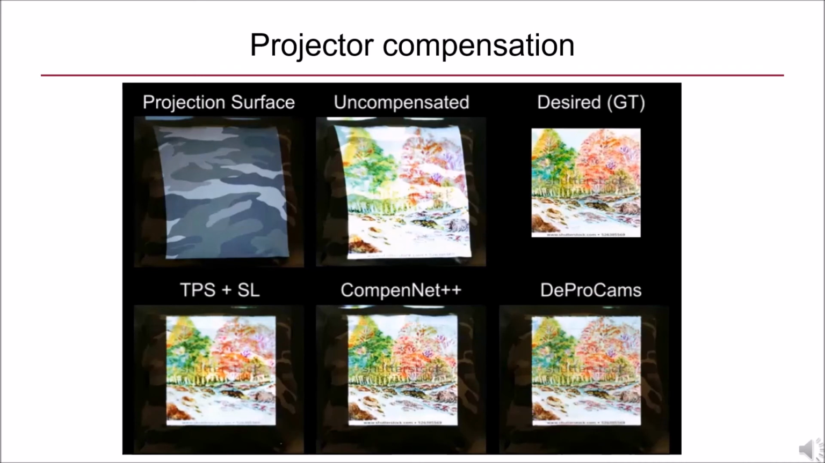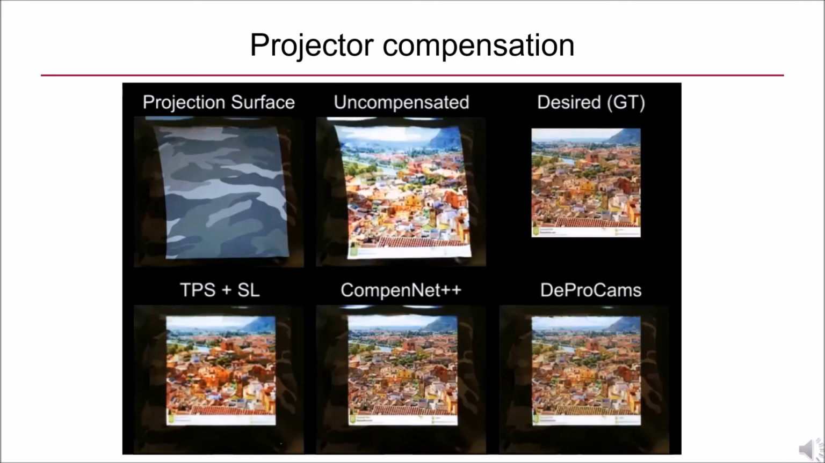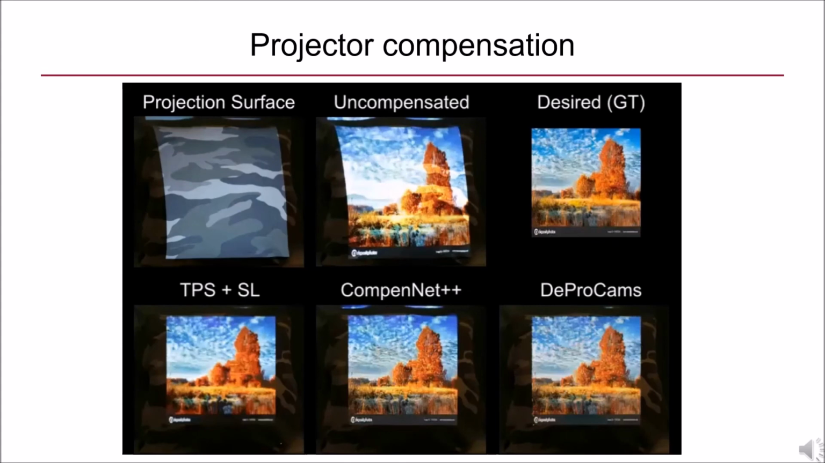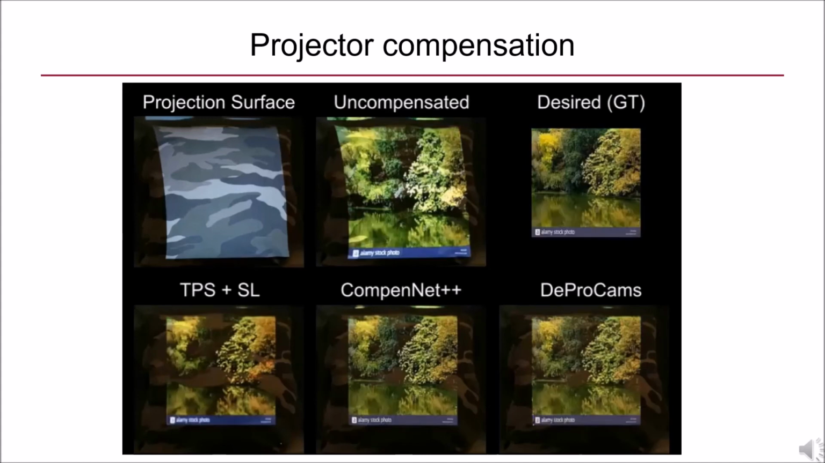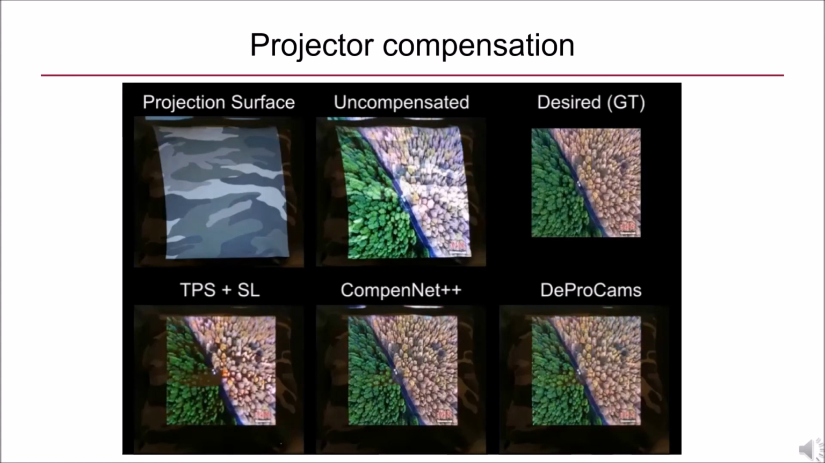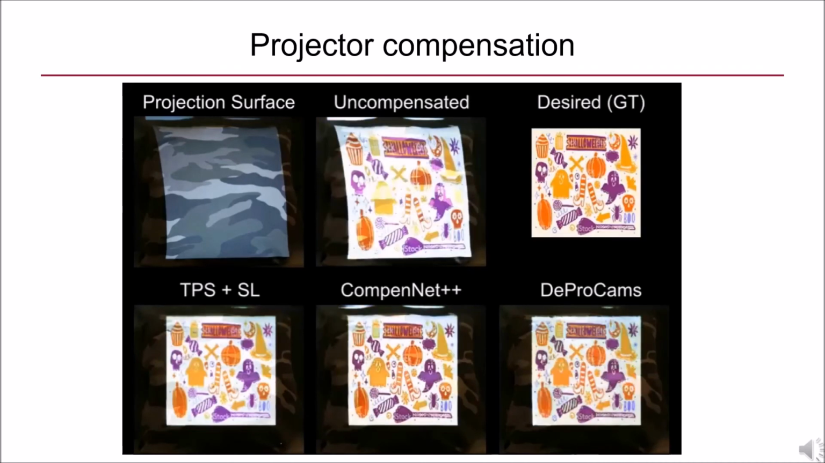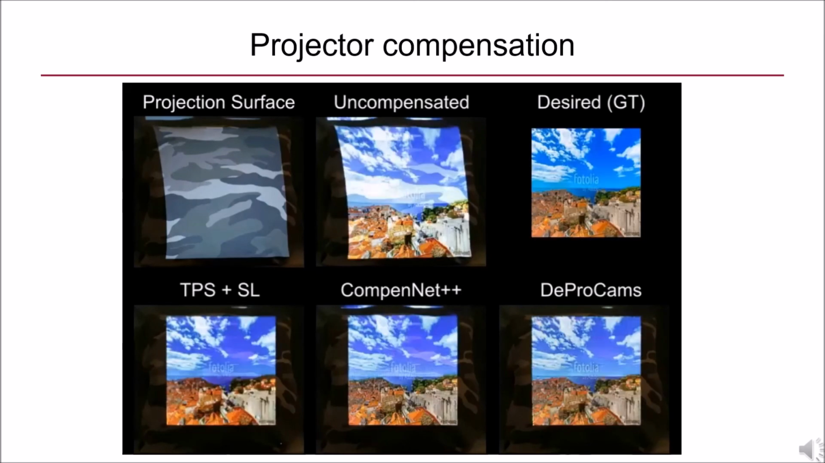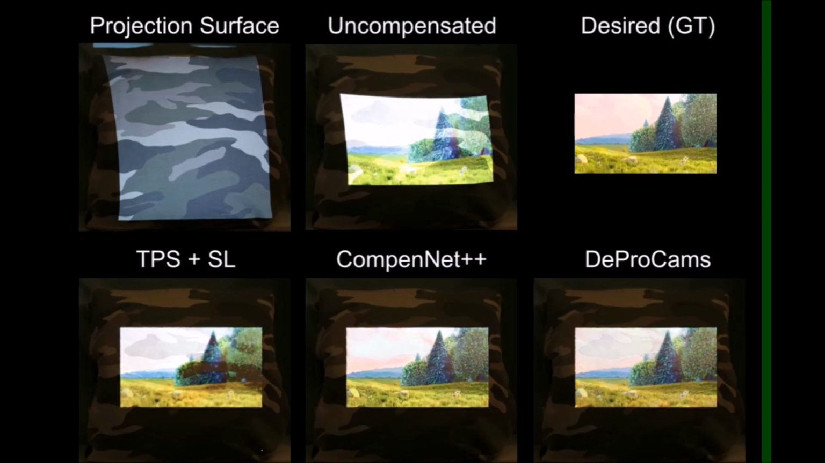We show a projector compensation comparison between the proposed DeProCams, a pixel-wise method TPS plus SL, and a deep learning-based method CompoNet++. In the first row, we show the projection surface, the uncompensated result, and the desired effects. In the bottom row, we have real camera captured compensation from TPS plus SL, CompoNet++, and our DeProCams. Clearly, our DeProCams shows better compensation quality, especially in the white regions of the camouflage surface. We also show a comparison on video compensation.